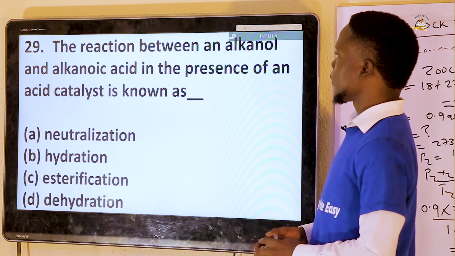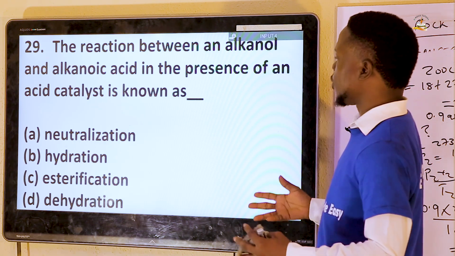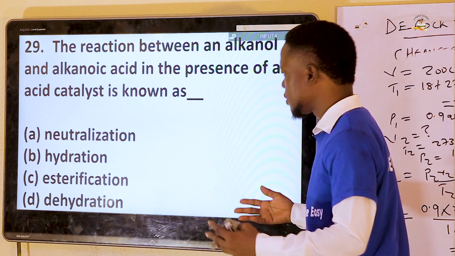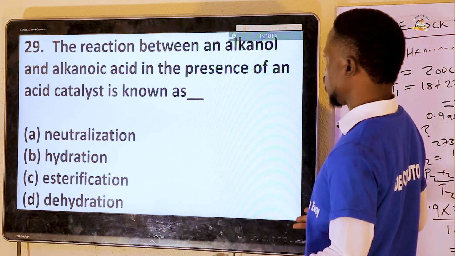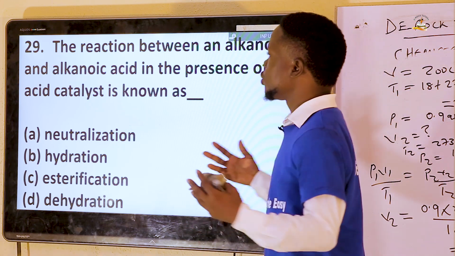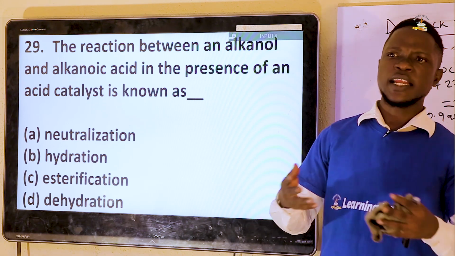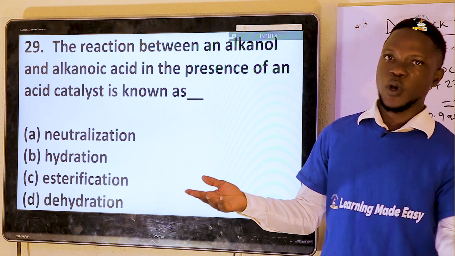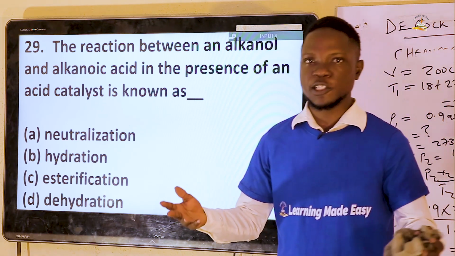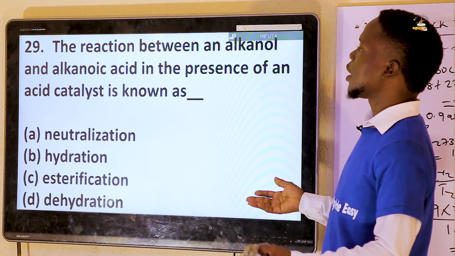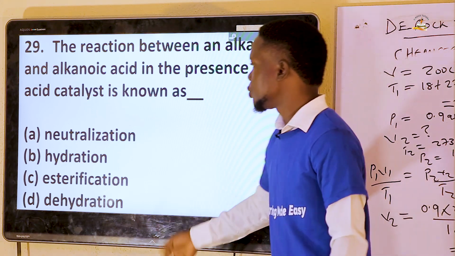Number 29. The reaction between an alkanol and alkanoic acid in the presence of an acid catalyst is known as dash. Now, anytime we have a reaction between an alkanol and an alkanoic acid, that is an esterification reaction. So, esterification, the formation of esters, is the reaction between an alkanol and an alkanoic acid. So, that's option C.